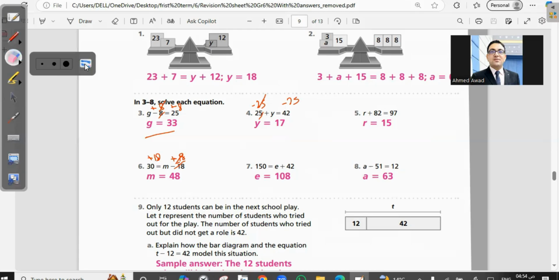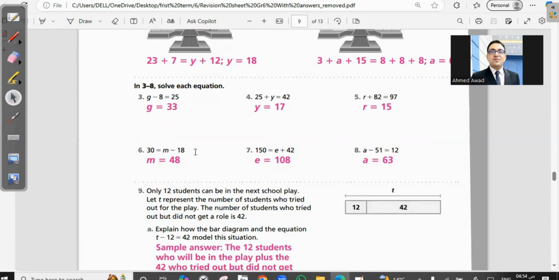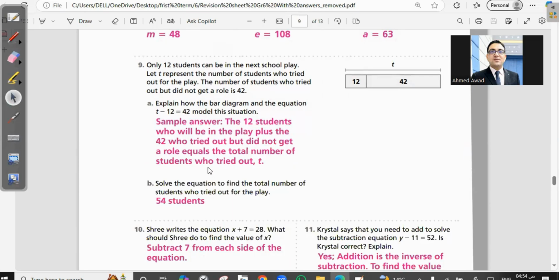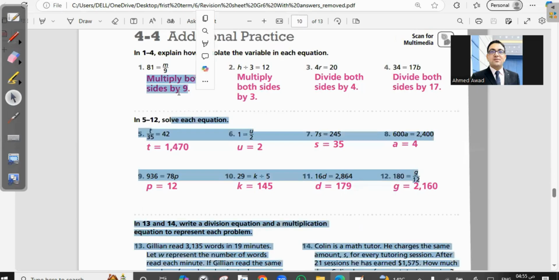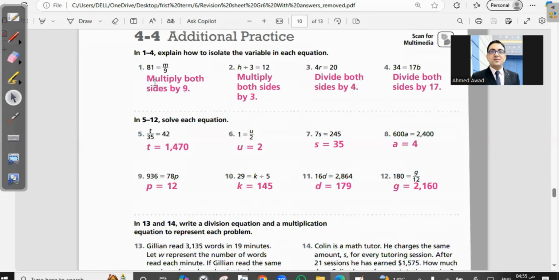Now, multiplication and division equations. Guys, we know that multiplication and division are what? Yes, inverse operations. Okay, so if it's multiply, make division. If it's division, make multiply. So in this one, 81 equals m over 9. So we just multiply, because it's division, you just multiply by 9 on each side.